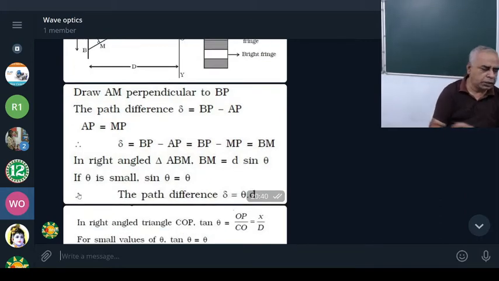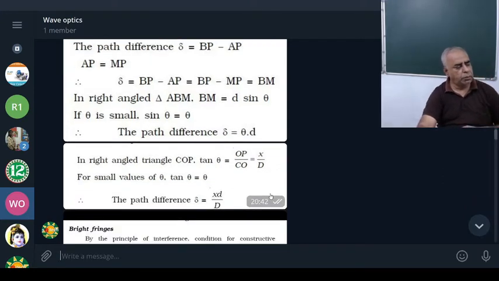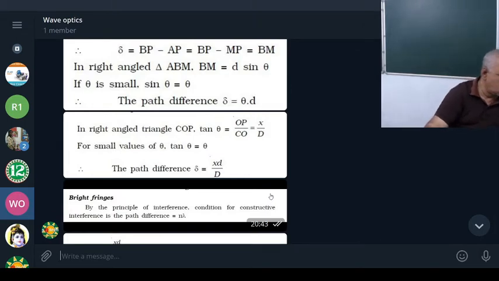Here theta is very small, so sin theta becomes equal to theta. Therefore, we have the path difference delta, which is BM. In place of that we can put d sin theta, and since sin theta is equal to theta, instead of that you can put d theta, or theta into d. So the path difference is theta into d.